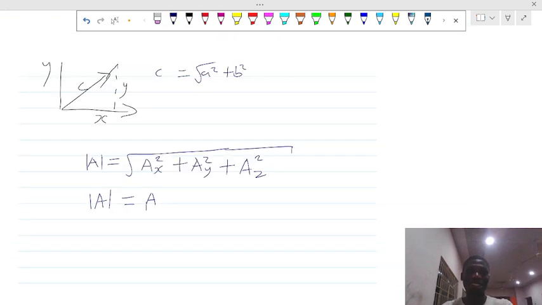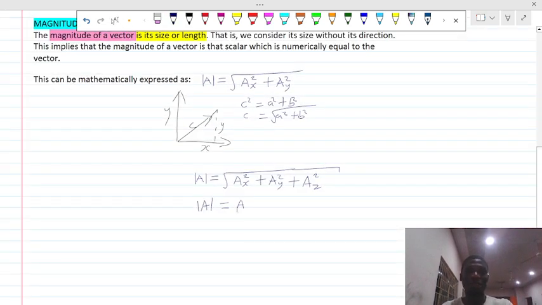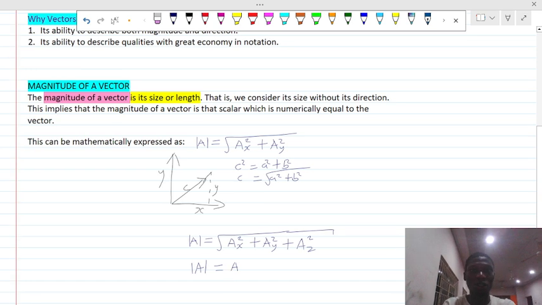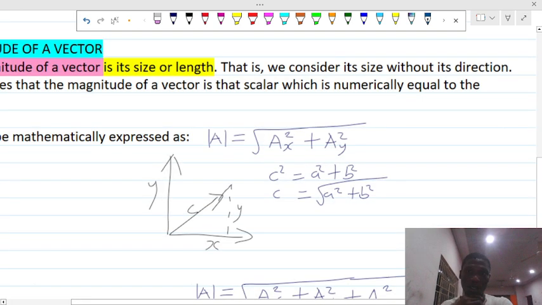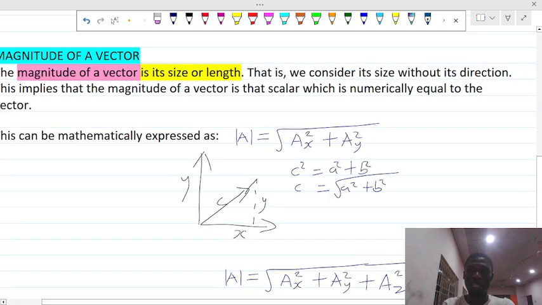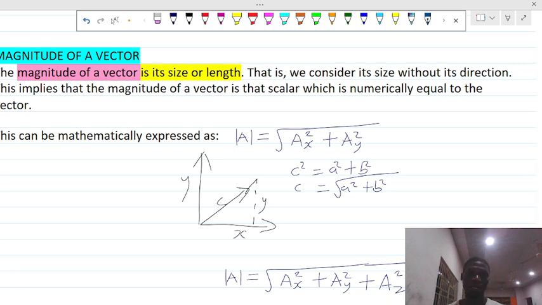This will be all for this video. In the next video we'll talk about the unit vector. What's the unit vector? The idea of the unit vector is the direction, because in this video we talked about just the size. So in the next video we'll talk about the direction, and how to get the direction of a vector.